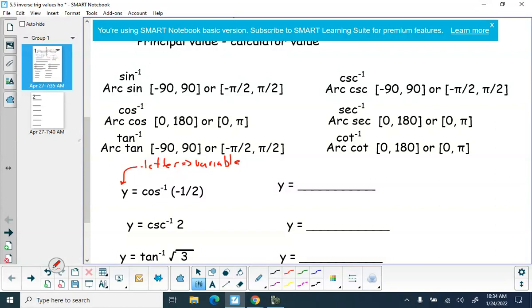When we have a letter there, it tells us that we have to keep our answers in terms of radians, in terms of pi. My suggestion to you is keep your calculator in degree mode. Find a degree measure for this, and then we can convert it to a value in terms of pi. So in your calculator, you can do your inverse cosine of negative 1/2 in degree mode and get a degree measure.